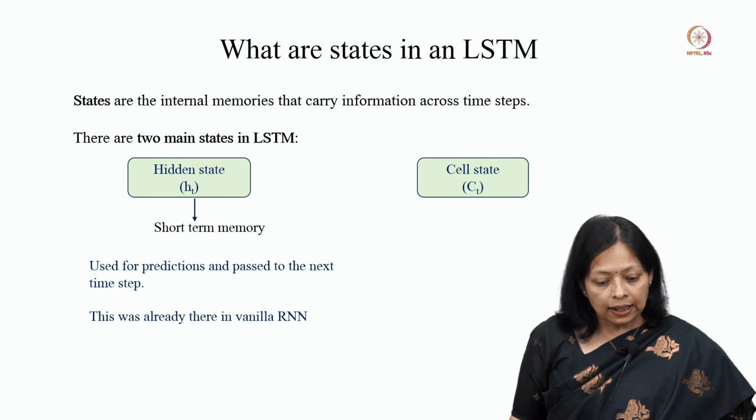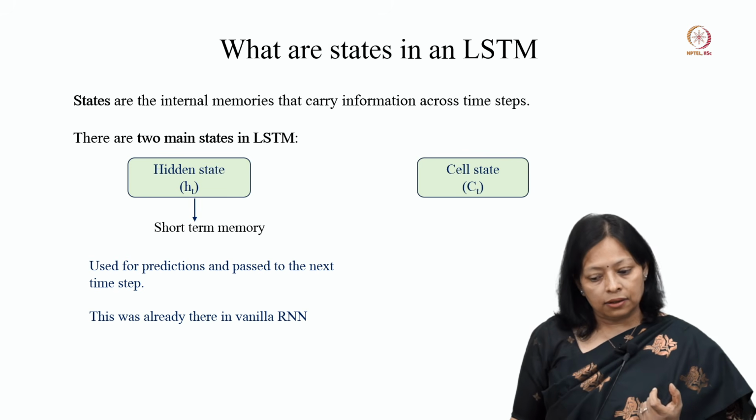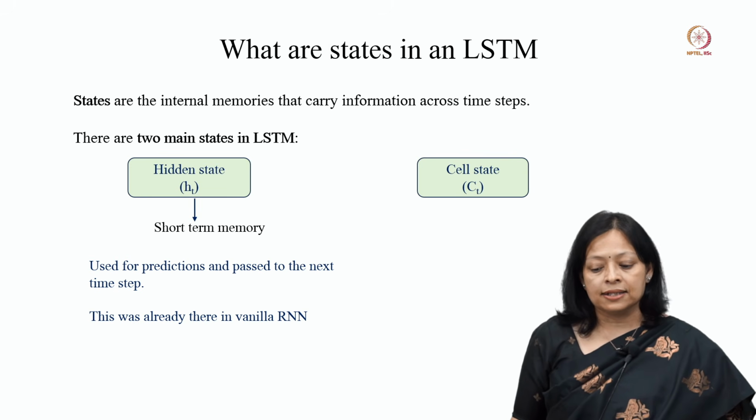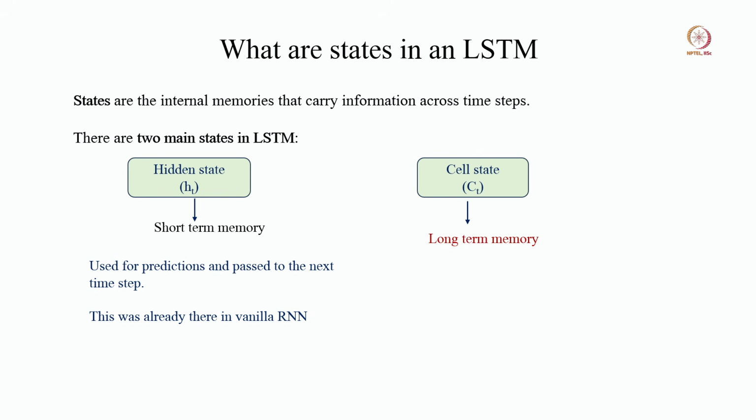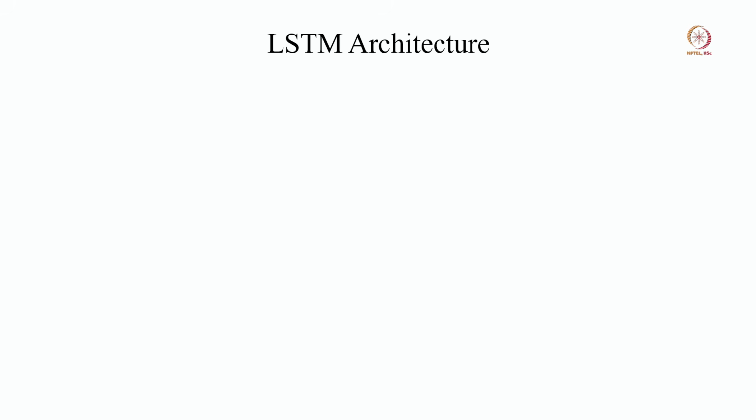Whereas in LSTM the additional state that is present is called the cell state, or CT. It is a long-term memory and CT carries information across many time steps, which helps in having the memory for a long time, and thus helps in capturing the long-term dependencies in a sentence. Now we will have a look into the LSTM architecture.